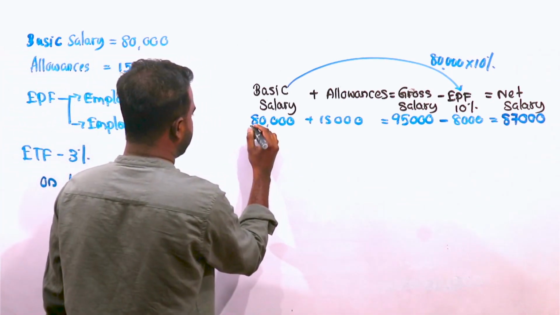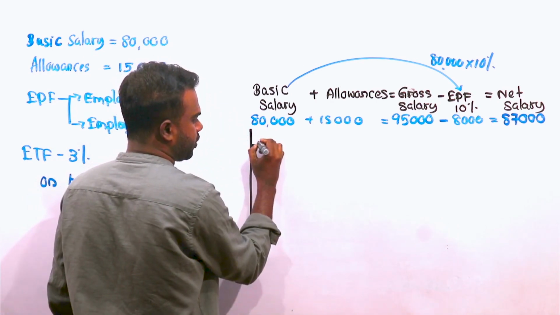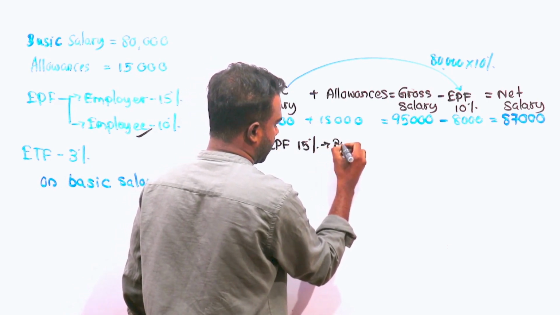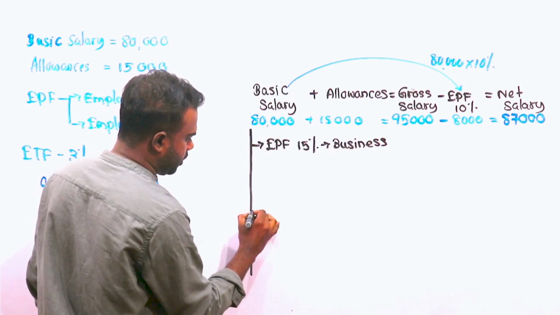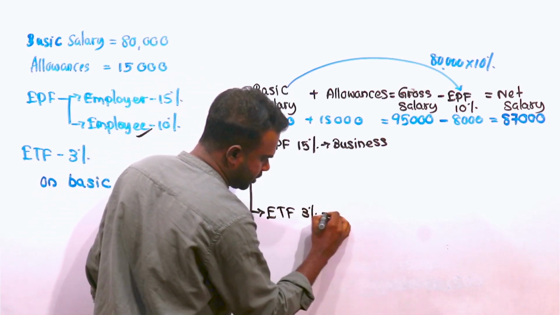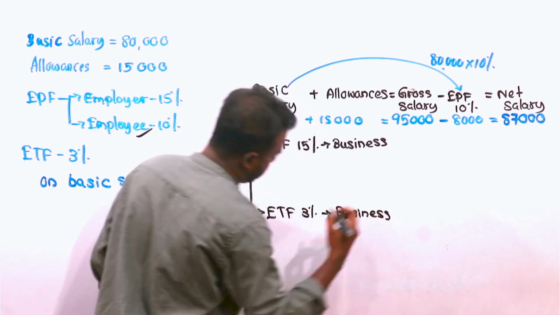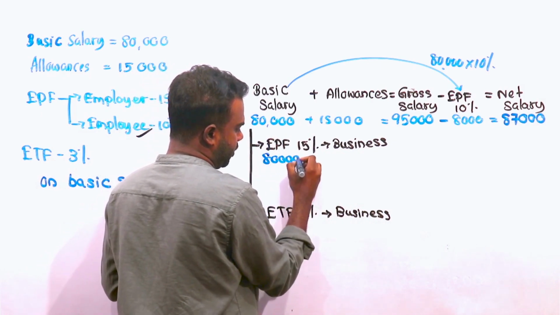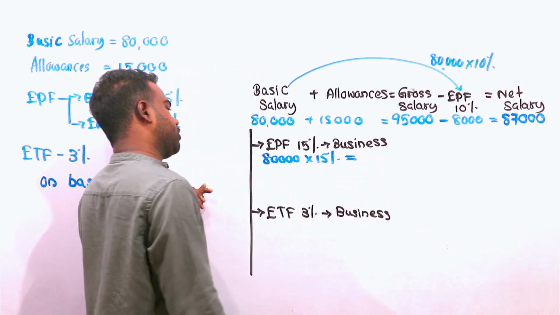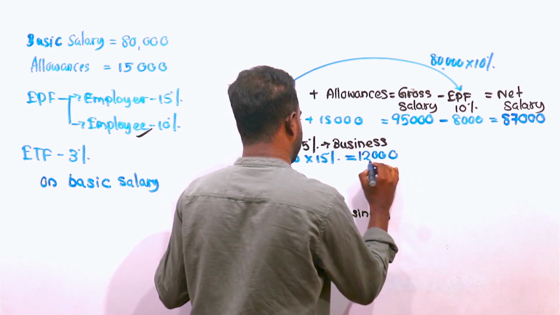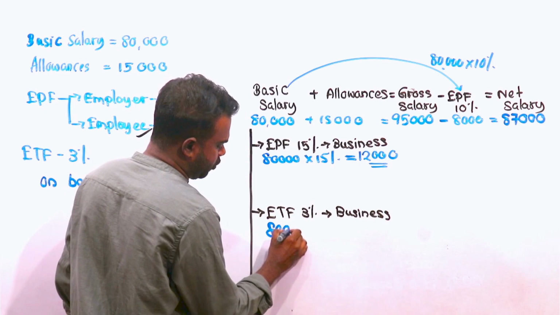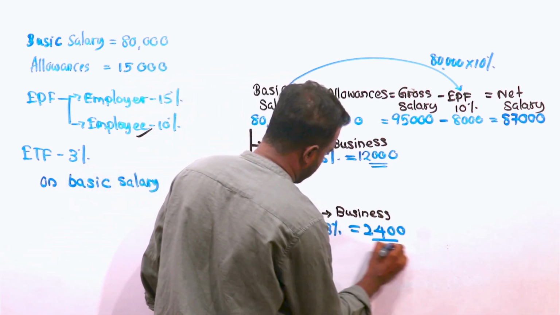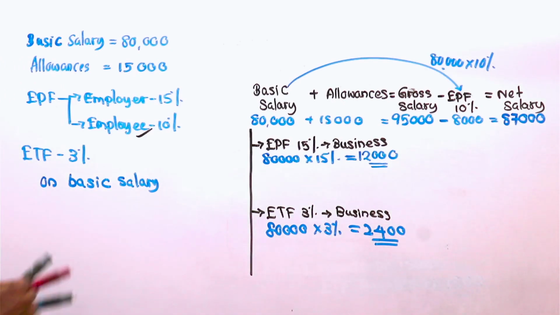Therefore, calculate the EPF 15% and 10% here on basic salary. EPF 15% employer, business, and ETF 3%, definitely business. Therefore, 15% on 80, how much? 12,000. Right here, 80,000 at 3%, 2,400. Right. So please put red color numbers here.